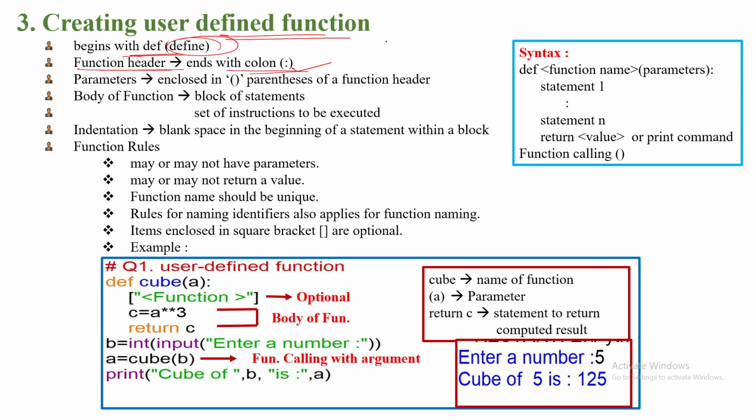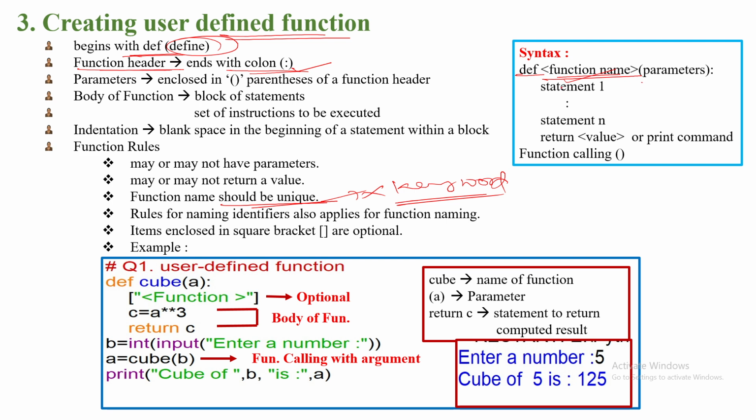So function header, this is the sentence: def, then the function name, which should be unique. That means you can't use a keyword of Python. You can't use a keyword of Python as the function name. Even if you want to write your own name, you can write it as the function name.